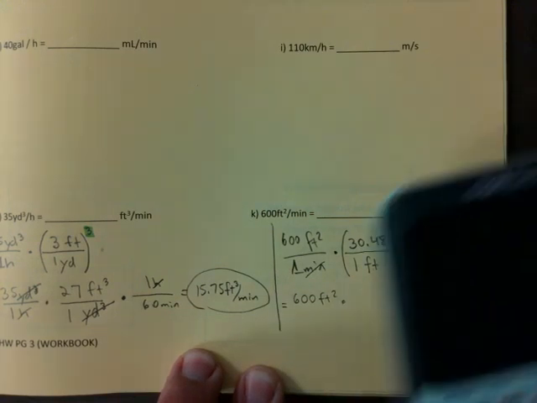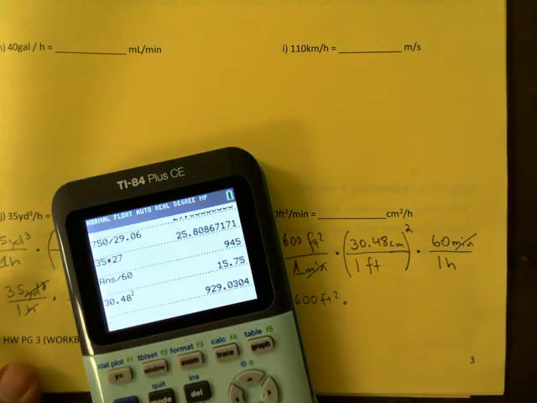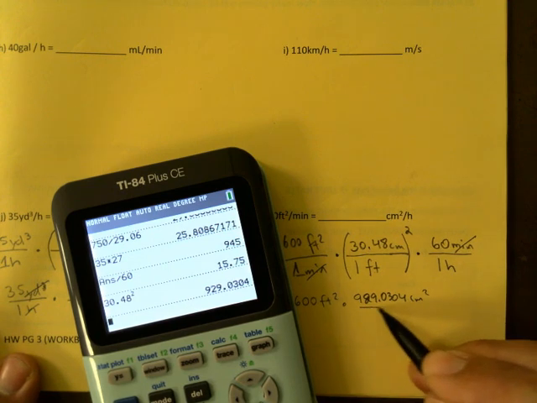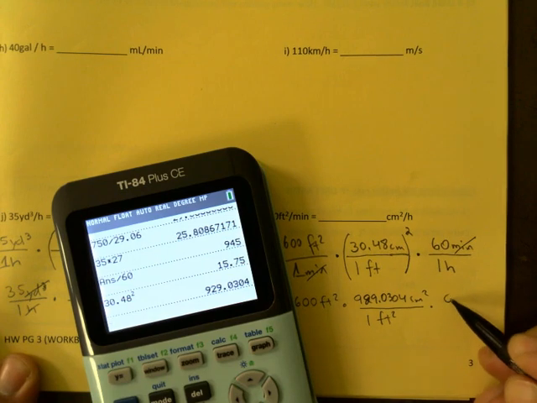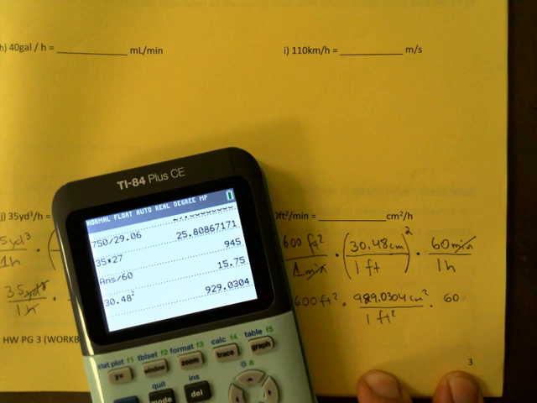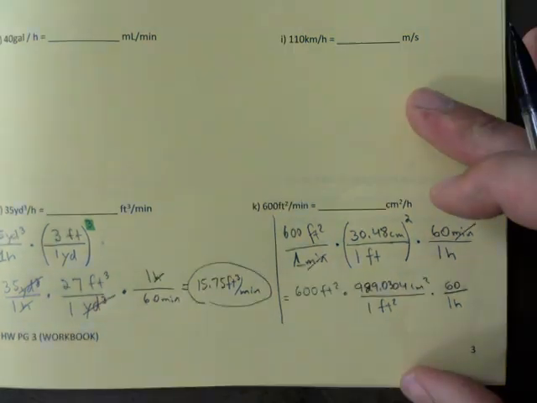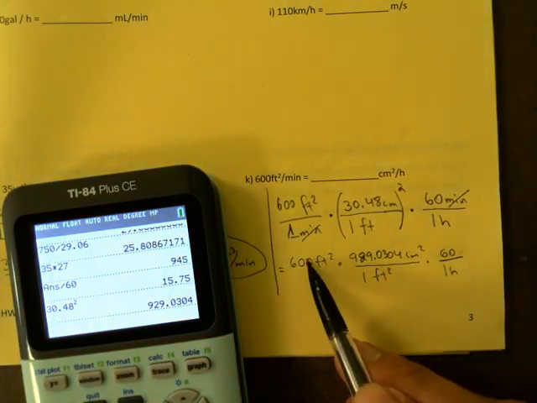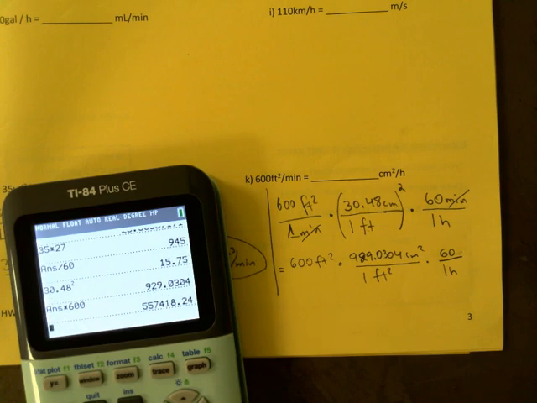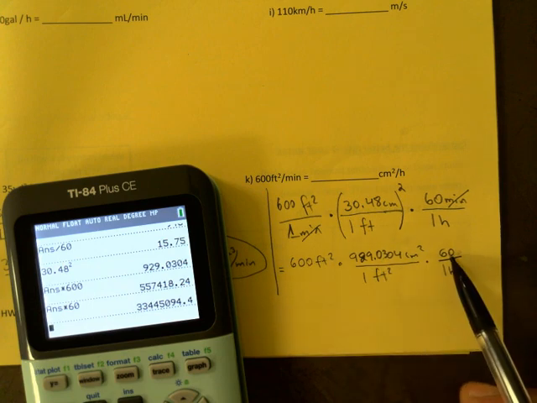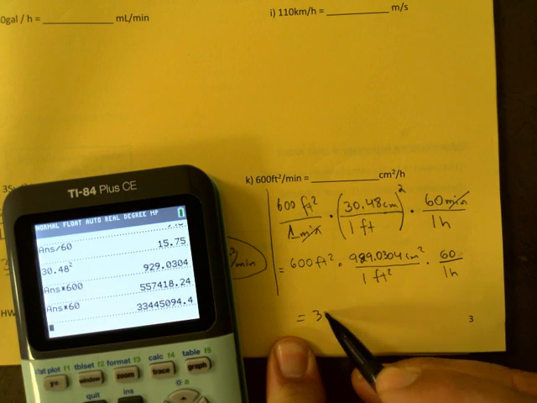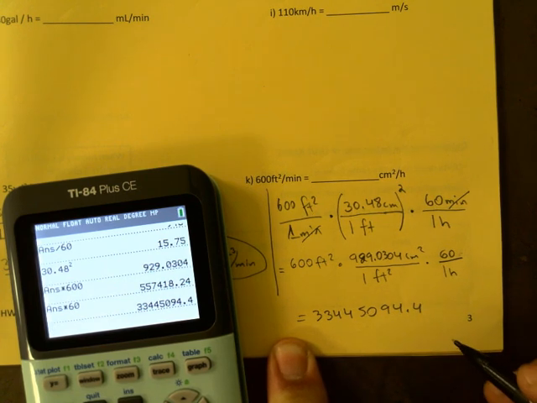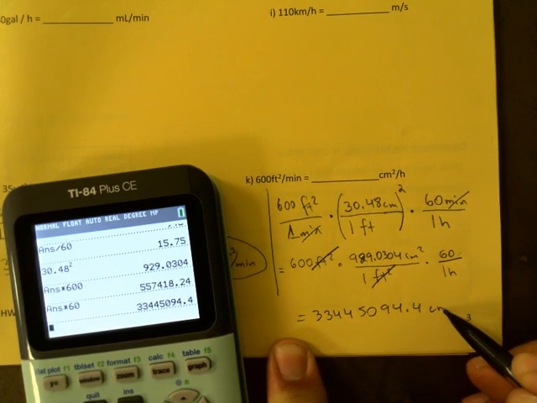I will do one more line. So I'm going to square that 30.48. So that's 929.0304 squared centimeters over square foot times 60 minutes, 60 over 1 hour, because I got rid of the minutes already. Okay, so then I'm just going to multiply these two. Answer times that. And then I multiply that by 60 yet, right? So it's basically this times this times this, which is... and the square feet cancel out too, right? So I am in centimeters squared per hour.